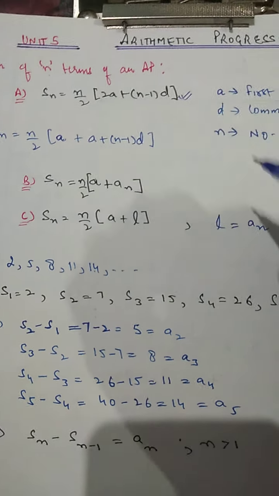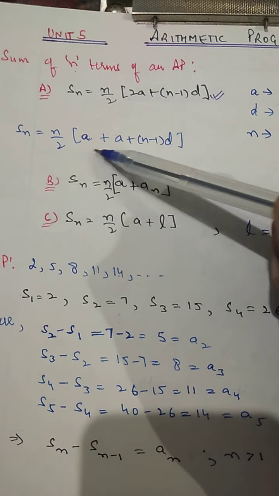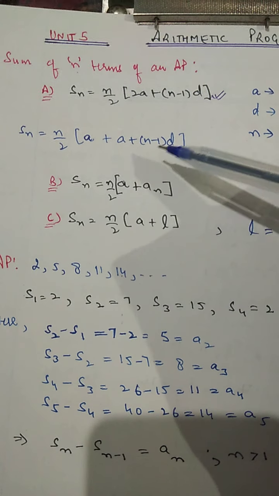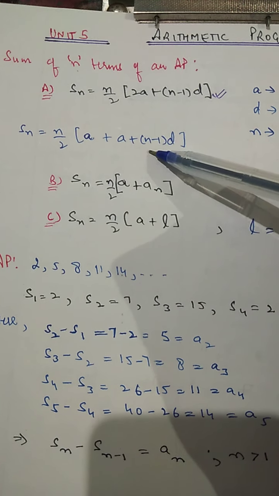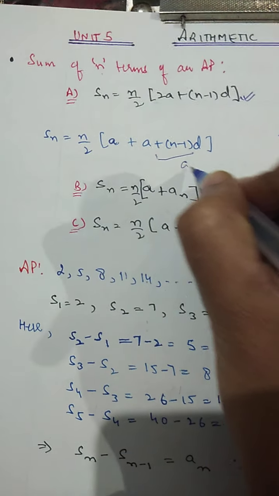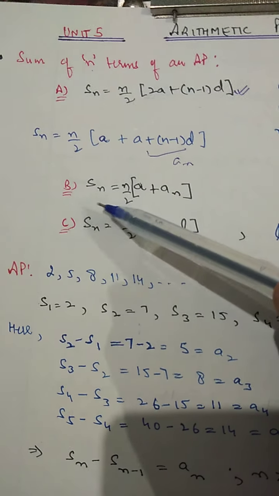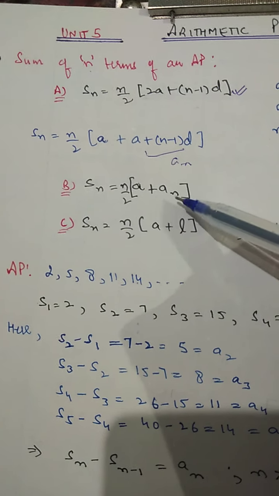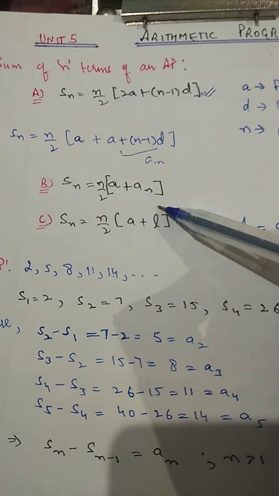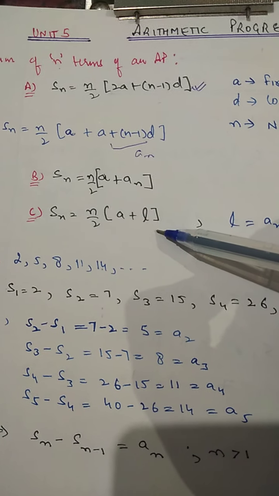If we expand this formula, writing 2a as a plus a, we get a plus (a plus (n minus 1) into d). As we all know, a plus (n minus 1) into d denotes the nth term, that is an. Then this formula takes the form Sn is equal to n upon 2 times (a plus an), where an is the nth term of the AP. In some cases we also denote an as L, where L is equal to an, when we are given the last term of the AP.